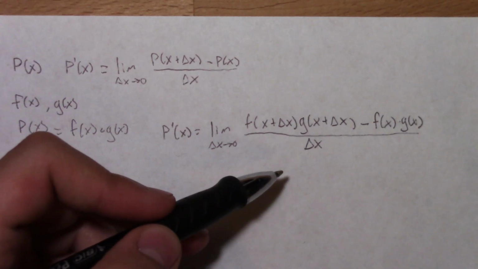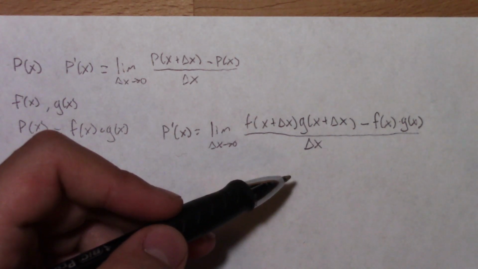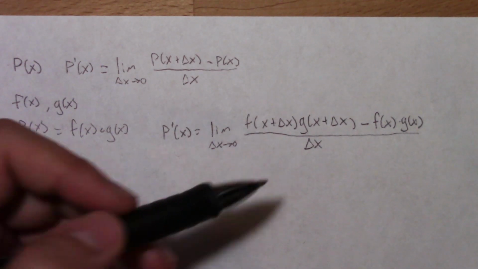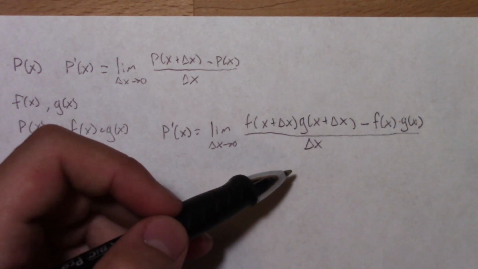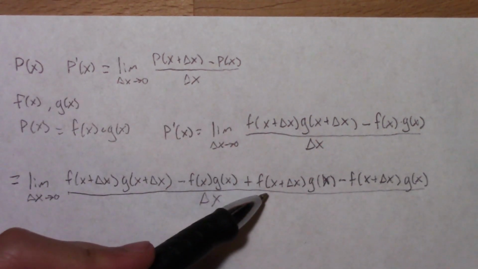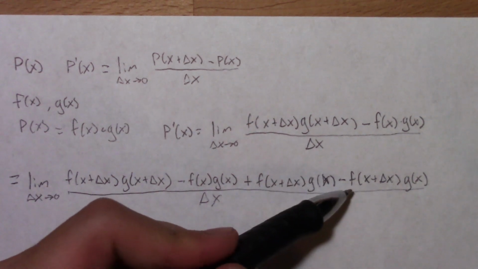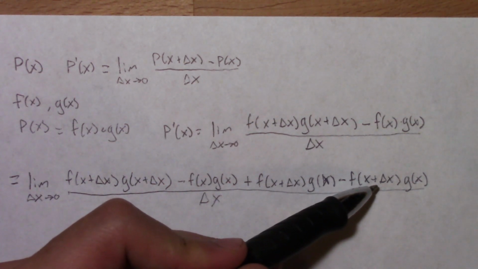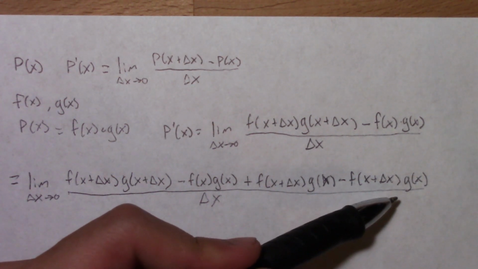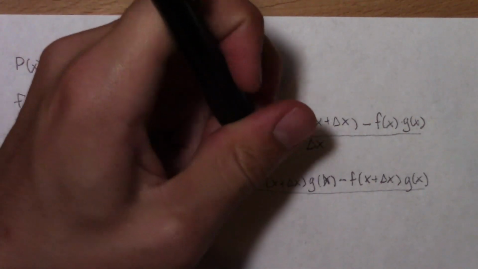Now in this case, we're going to want to do some algebra on this, which will probably mean either multiplying by 1 or adding 0. In this case, we're adding 0. So, okay, we're going to add f of x plus delta x times g of x and subtract f of x plus delta x times g of x in the numerator. So this is 0.